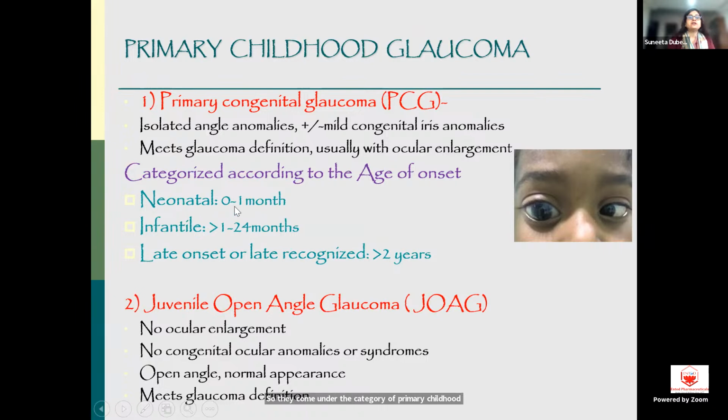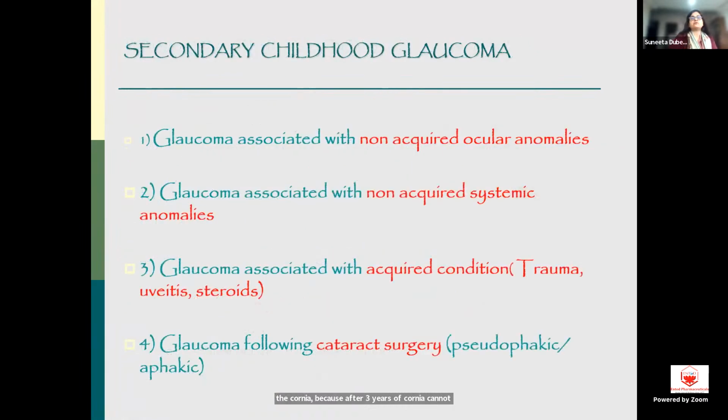They come under the category of primary childhood glaucomas. There can be neonatal glaucoma where the child is born with glaucoma. These neonatal glaucomas, as I said, are more severe because there's gross dysgenesis of the angle and the other structures. The best prognosis is infantile, when the child develops glaucoma after 1 month and before 24 months. And then late onset or juvenile, wherein there is no enlargement of the cornea, because after 3 years, the cornea cannot enlarge, but there will be other features which are suggestive of glaucoma.